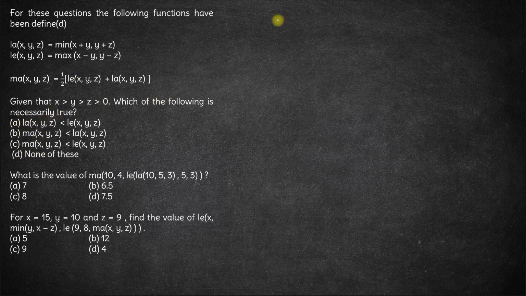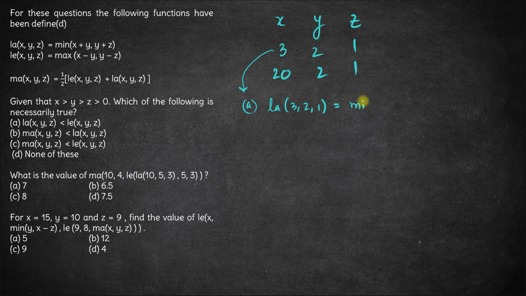So the best way to do this question is by assuming some values. So we'll assume two sets of values. One is 3, 2, 1 and one is, let's say, 20, 2 and 1. And let's see, for these different sets of values, do these relations always hold true or not? So let's look at option A. Let's look at 3, 2 and 1. La(3,2,1) is basically the minimum of 3 plus 2 comma 2 plus 1. 3 plus 2 is 5, 2 plus 1 is 3. So the minimum of these two is 3.